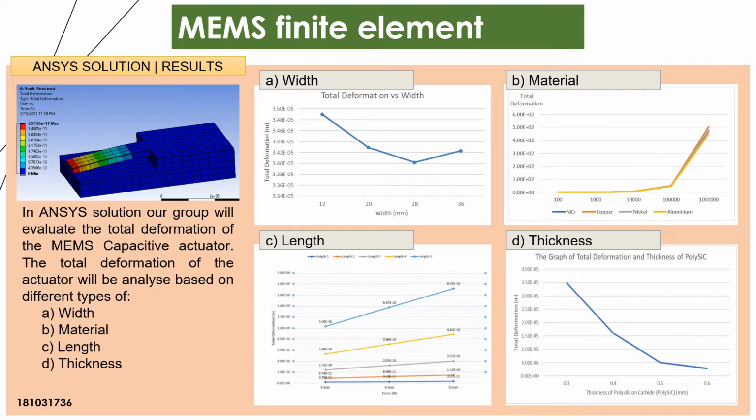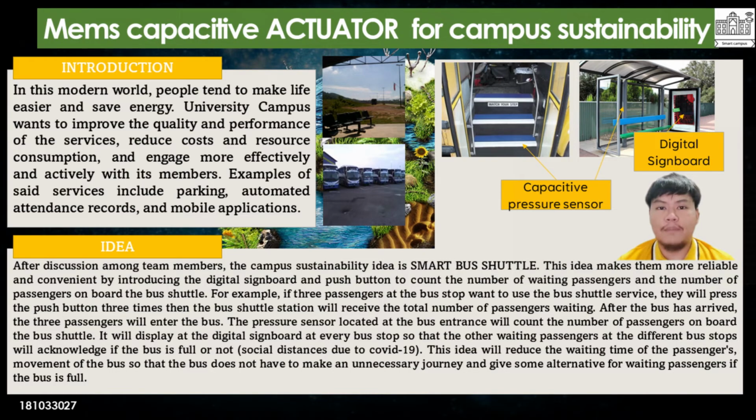And then for the thickness graph, it shows that when the thickness of the poly-SiC material is increased, the total deformation decreases.